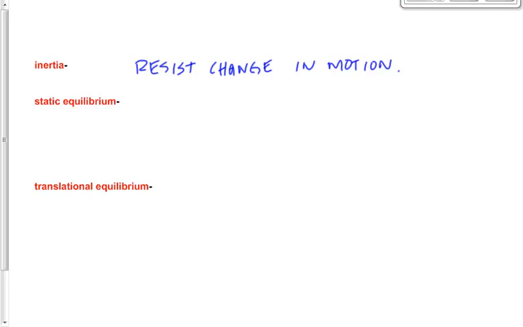What's the difference? Well, when an object is moving down the road at 100 kilometers per hour, it has both inertia and momentum. It's hard to change its motion, and it's hard to stop it. But a big, heavy object at rest still has inertia. It's hard to change the motion of that object, but it doesn't have momentum, because momentum is dependent upon velocity as well. Inertia is only dependent upon mass.